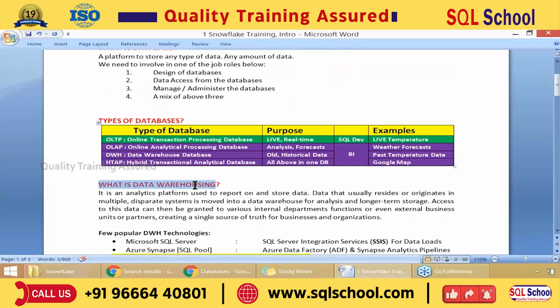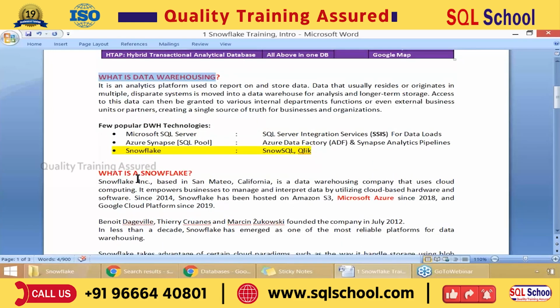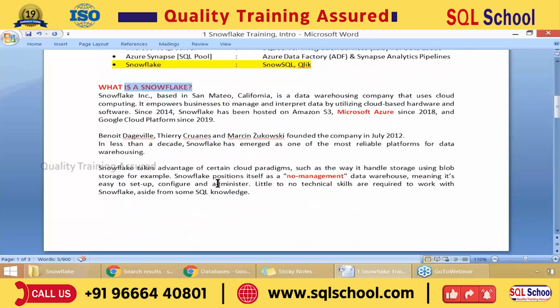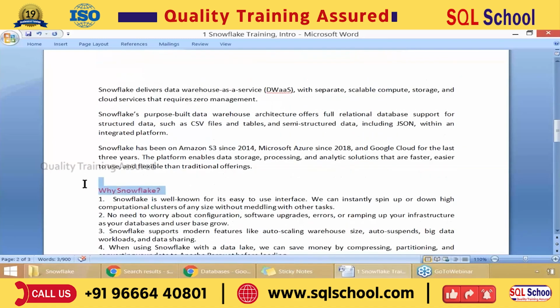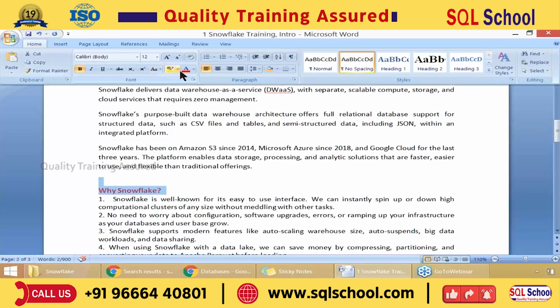What is a data warehouse, for the first 5 minutes. The next 5 minutes we'll understand about Snowflake, what exactly Snowflake is, a brief history, and why to go for the Snowflake data warehouse technology.